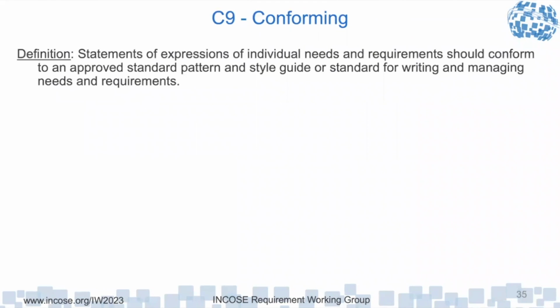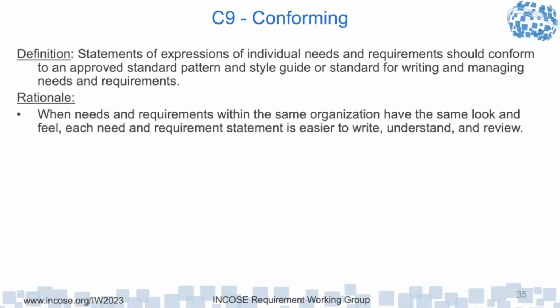Then we have conforming, which is about statements of expression of individual needs and requirements conforming to a pattern, the style guide or standard for writing and managing needs and requirements within an organization. Our needs and requirements within that same organization have the same look and feel. Each need and requirement statement is easy to write, understand, and review. I went to clients where I read a requirement document and I could see the system of interest had 5 different names in the same requirement set in different styles. And you could tell that they had no one standard and there were 5 different groups contributing to the requirements. And it's not a good set.